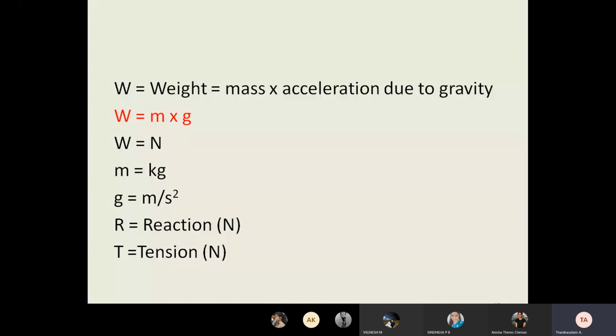See, whenever mass is given, you have to write weight equals mass into gravity. Suppose 5 kg is given, so 5 kg into 9.81. Students understand? Here I forgot, so G equals 9.81 meter per second square. See, R equals reaction. Here we are taking R as reaction. Reaction is also a force. Tension is also a force. So the unit is Newton.